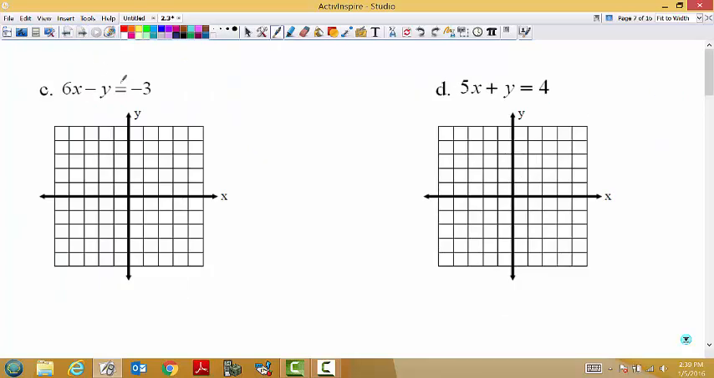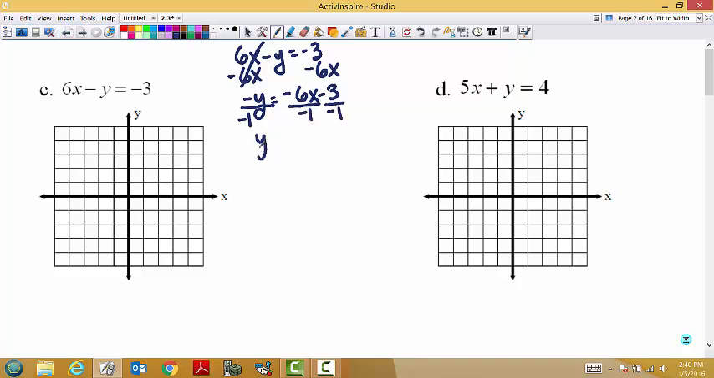I require 2. Now C and D are harder because they are not already in y equals mx plus b. So if they're not in y equals mx plus b, you need to put them in y equals mx plus b. So I'm going to solve for y. Now you remember you're solving for y, so how do you get rid of a positive 6x? You subtract 6x. So I have a negative y equals, and I go ahead and write my x first just because I wanted it in mx plus b. Negative 6x minus 3, and then I divide everything by negative 1. So y is a positive 6x plus 3.